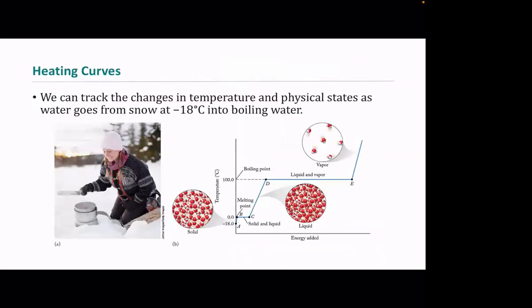So here's our heating curve. We've been talking about melting stuff and boiling stuff. In this case, we have ice at minus 18 degrees. See, you can do science at home. You don't have to do it only in the lab. And look how happy she is. So if you do stuff like this at home, you'll be happy too.